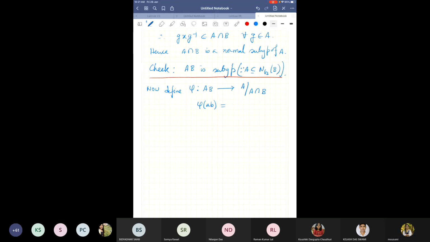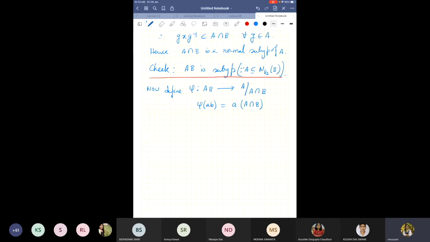Somebody? No idea. Is it a left coset of AB by A? That means you are sending it to the corresponding left coset of A in this quotient ring, right? Yes, that is what you are suggesting? Yes, ma'am. Okay. This is the only way we can send this map. I have this AB element and then I need to send it to a left coset. So I will take the corresponding left coset of A in this quotient ring.